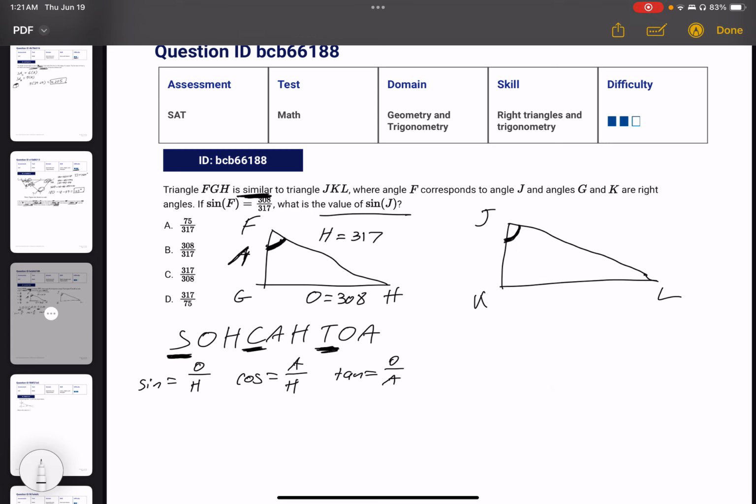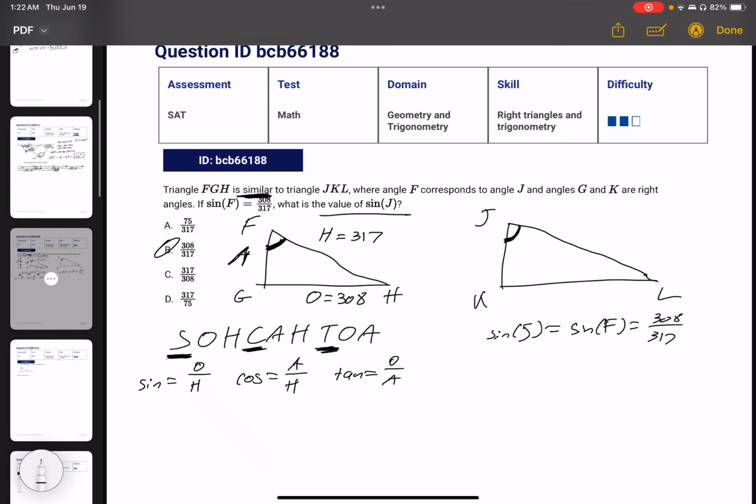So sine of J is equal to sine of F, which is equal to 308 over 317, giving us answer B. I know I didn't have to go through this whole SOHCAHTOA rule if you just knew that rule already about the angles being congruent for similar triangles, but it's a good foundation to have to tackle a bunch of different problems.